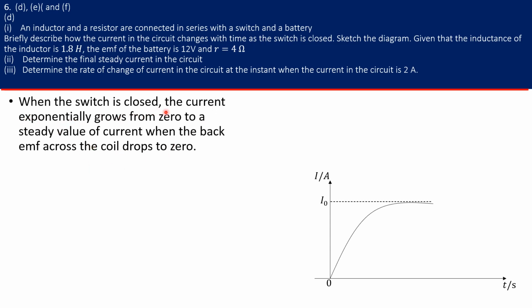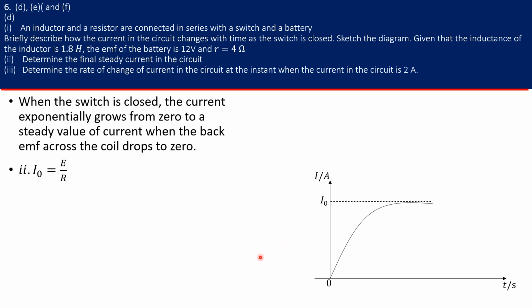So when the switch is closed, the current exponentially grows from 0 to a steady value when the back EMF across the coil drops to 0. I'm going to explain why this happens. First off, let's calculate the steady current. The examiner says determine the final steady current in the circuit, which is I0, the peak current in the circuit.